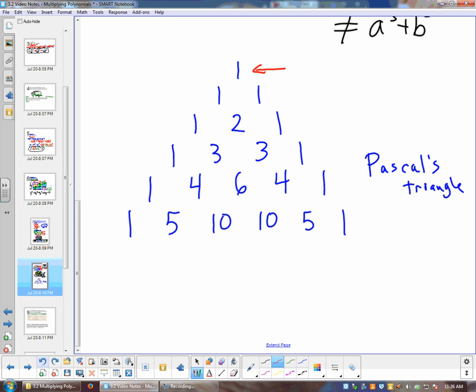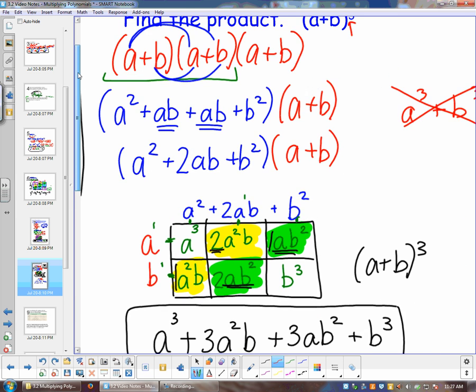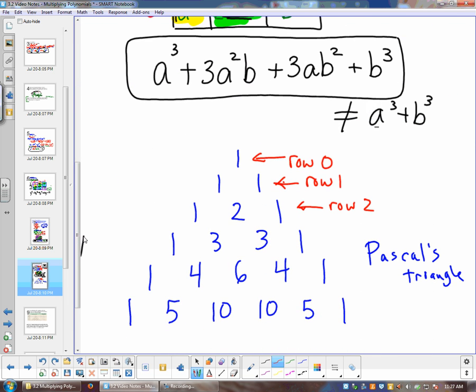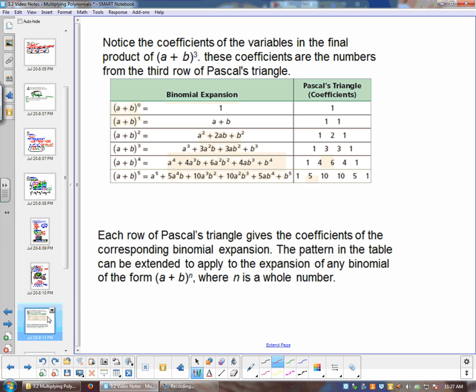This is considered row 0 of Pascal's triangle. This is row 1. This is row 2, and so on. And we're going to actually be able to do what we just did. Miss Bella did this problem, (a plus b) to the third, but we're actually going to be able to do this using Pascal's triangle a little bit easier. Notice that the coefficients on Miss Bella's final answer here were 1, 3, 3, and 1. And where does that show up? Wow, that's right here in row 3 of our Pascal's triangle. So let's take a look at how this works.